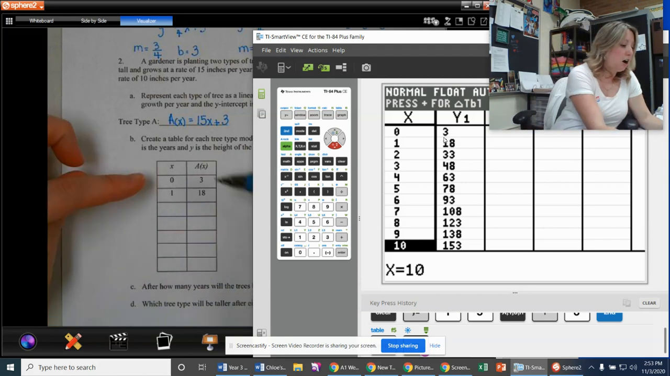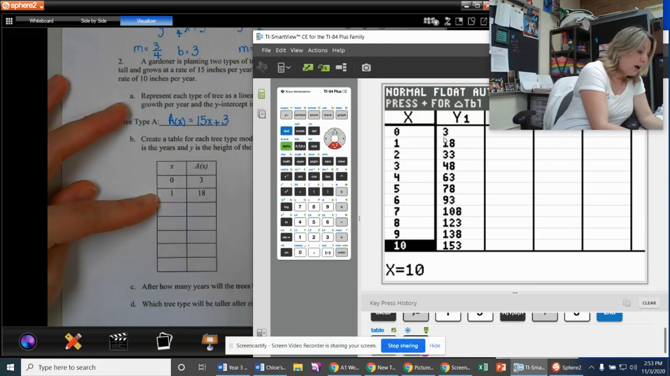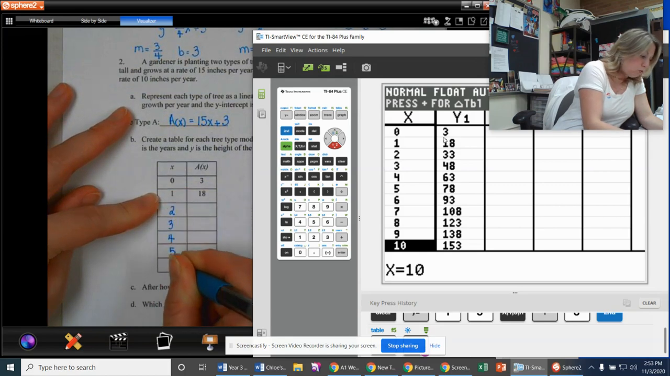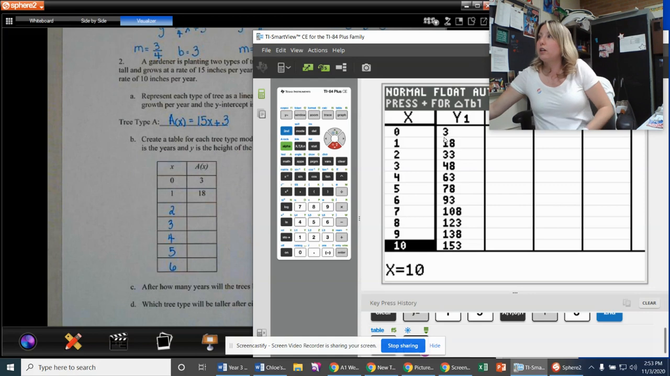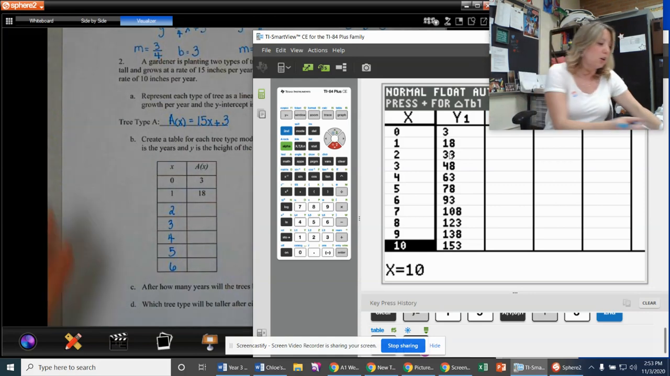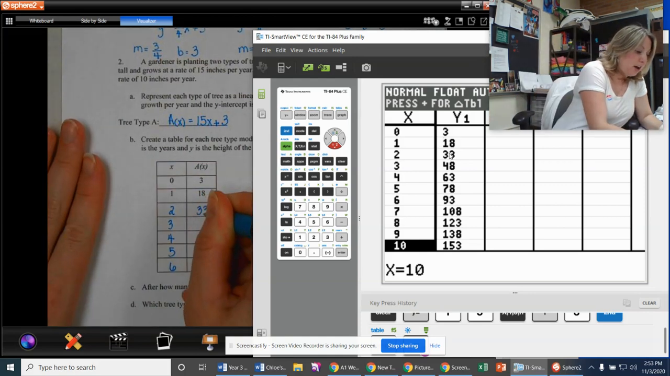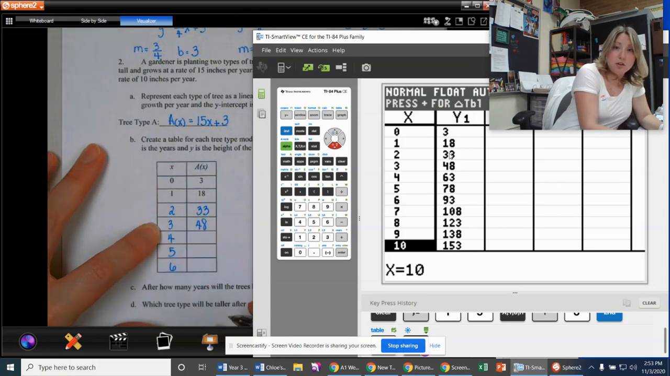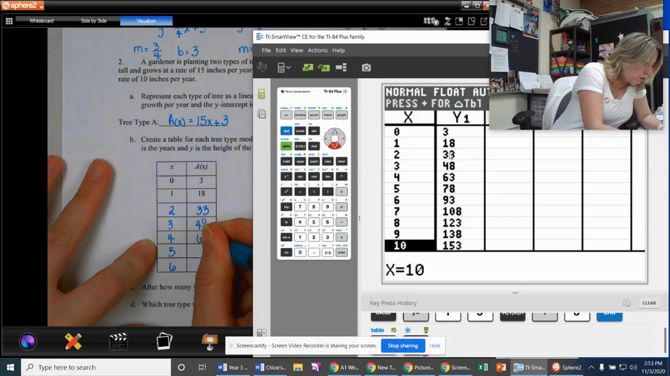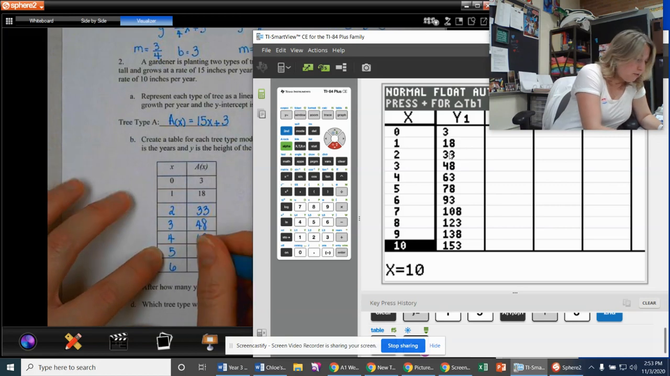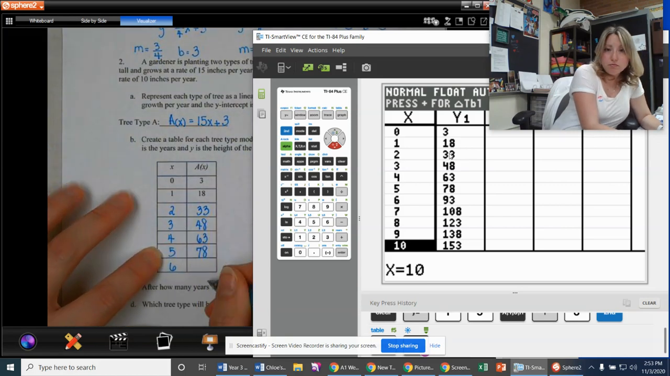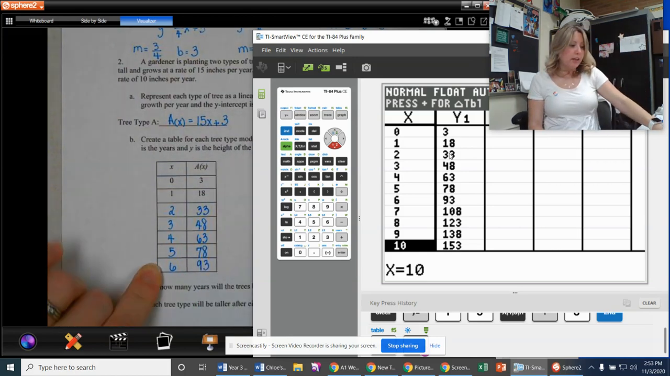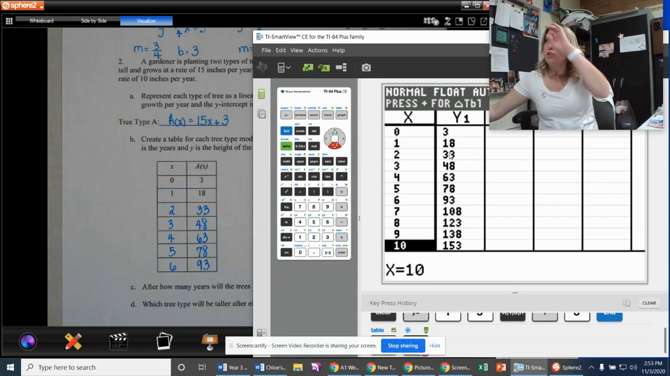So you can see how we've already got these first two. Now we're going to keep going. So 2, 3, 4, 5, and up to year 6, up to and including year 6. And let's look at the matching y values. So then we've got 33 after 2 years, 48 inches after 3 years, 63 inches after 4 years. After 5 years, we're at 78. And after 6 years, we're at 93. Okay, that's how tall the tree is at each of those year markers.